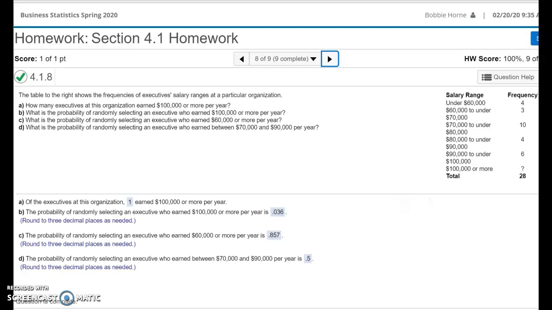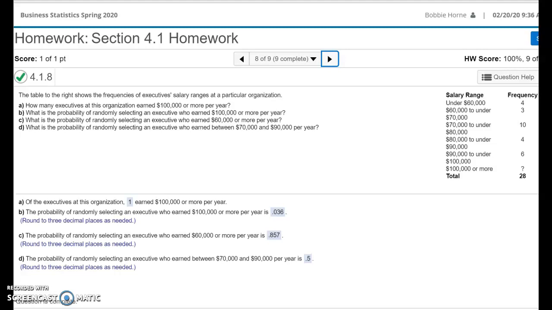For question 8, let's go ahead and look at A. How many earned 100,000 or more? Well, we see there's a question mark there. It has to add up to 28. So if we added it up and subtracted, we would get 1 there. The probability of randomly selecting an executive who earned 100,000 or more. Well, 1 earned 100,000 or more. 1 out of 28. So 1 divided by 28 would be 0.036 if you rounded to 3 decimal places.